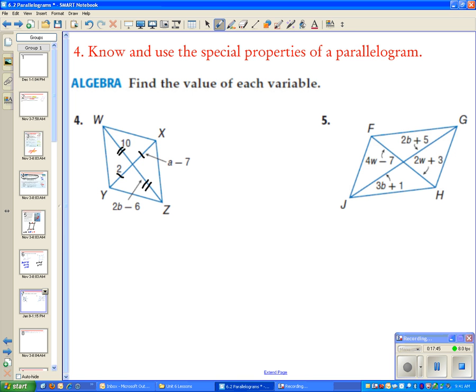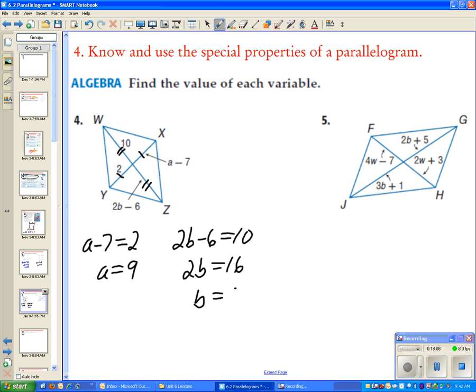Okay, so that means that a minus 7 equals 2, and doesn't it also mean that 2b minus 6 equals 10? All right, we can solve those. So a equals 9. Oops, that looks like a negative 9 for some reason. A equals 9. Add 6. 2b equals 16. B equals 8. All right, we good?